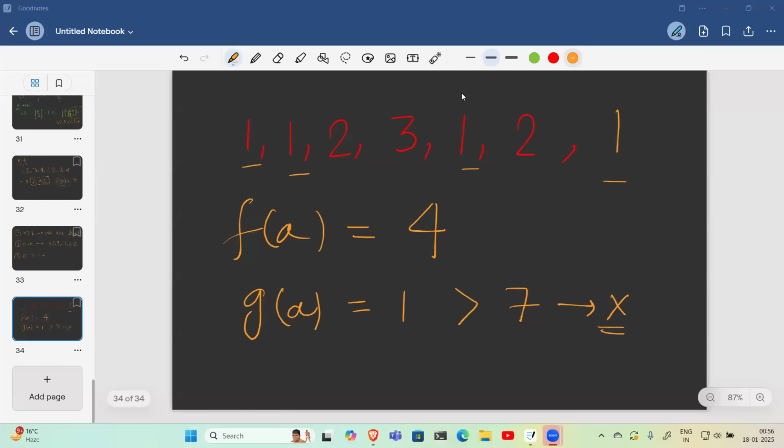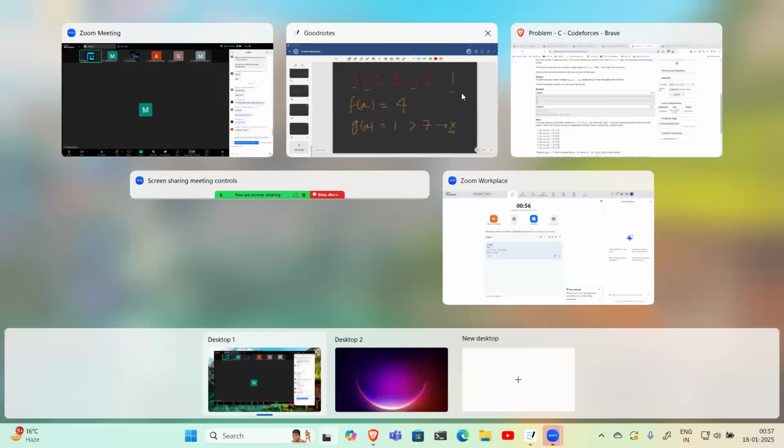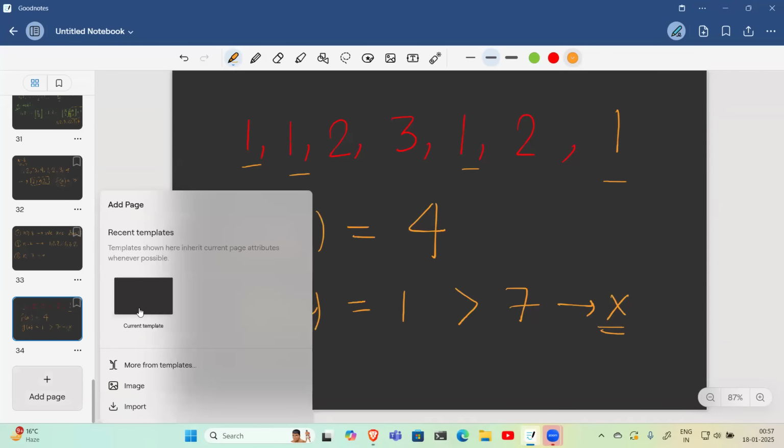So Anamika's solution did not work. Let's try Amit. 1, 2, 3, 4, 1, 2, 3. Let's see this. Okay, so we have a 1, 2, 3, 4, 1, 2, 3. Great. So I see that the value of f of a is 3.